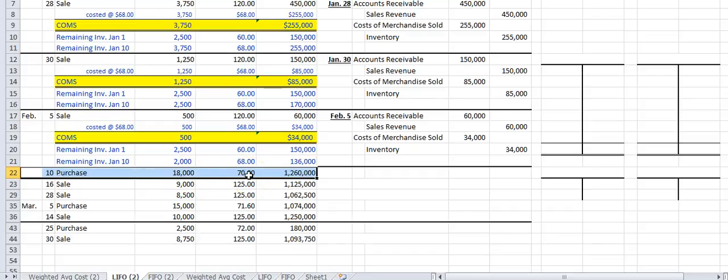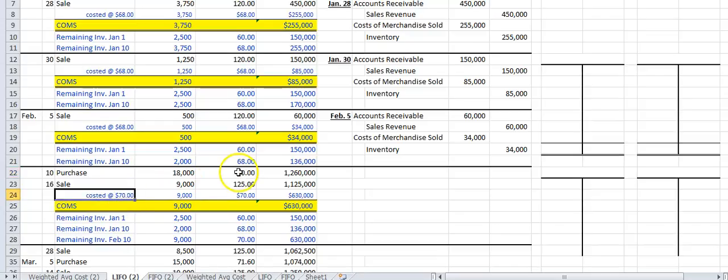So which layer are we going to use on the next sale? Yes, you're right. This layer right here, the latest: last in, first out. So we have a sale of 9,000 at 125, and as you may have guessed, we're going to use this layer here, and we're going to cost it at $70 per unit. My last layer, last in, first out, 9,000 at 70 would be 630,000. So that's my cost of merchandise sold.